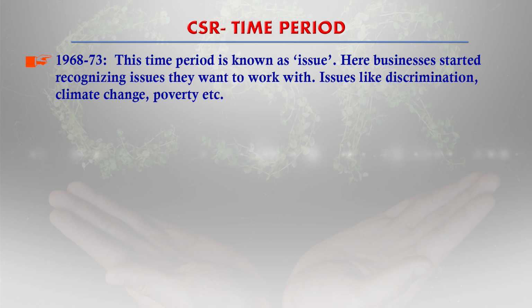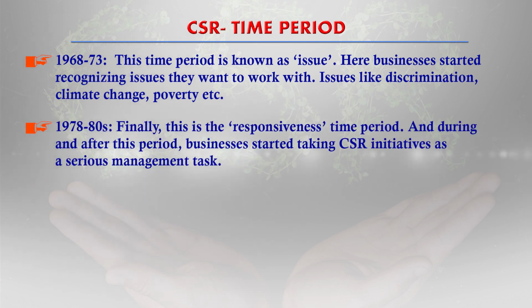1968 to 73, this time period is known as the issue era. Here businesses started recognizing issues they wanted to work with. Issues like discrimination, climate change, poverty, etc. All these social issues are what they wanted to work on in the period 1968 to 73. 1978 to the 80s, finally this is the responsiveness time period, and during and after this period, businesses started taking CSR initiatives as a serious management task.